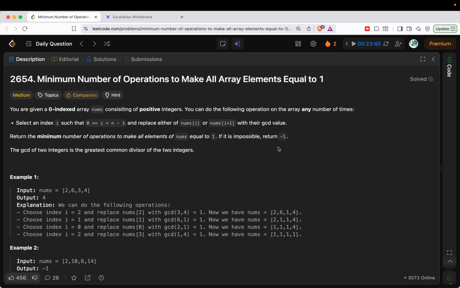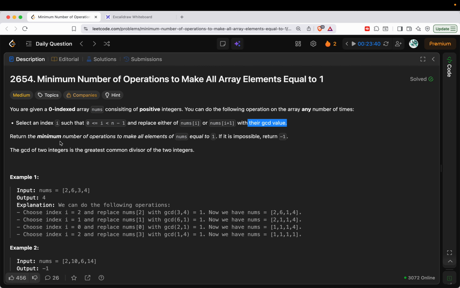Let's solve today's Leetcode problem 2654, minimum number of operations to make all elements equal to 1. You are given a zero-indexed array nums consisting of positive integers. You can do the following operation on the array any number of times. Select an index i such that it lies between 0 and n minus 1, and replace either nums[i] or nums[i+1] with their GCD value.